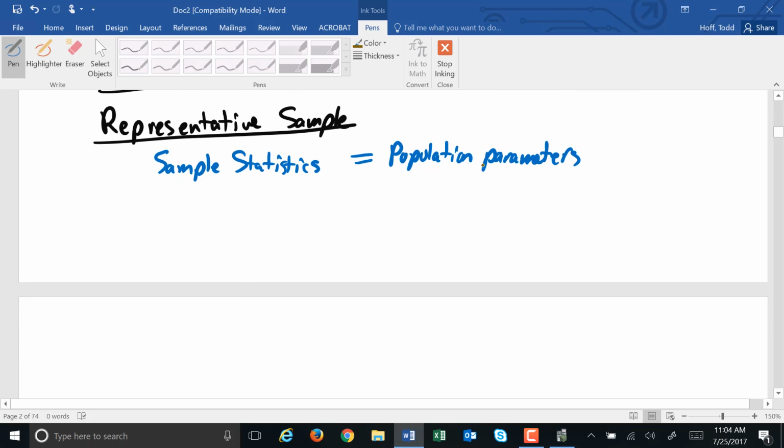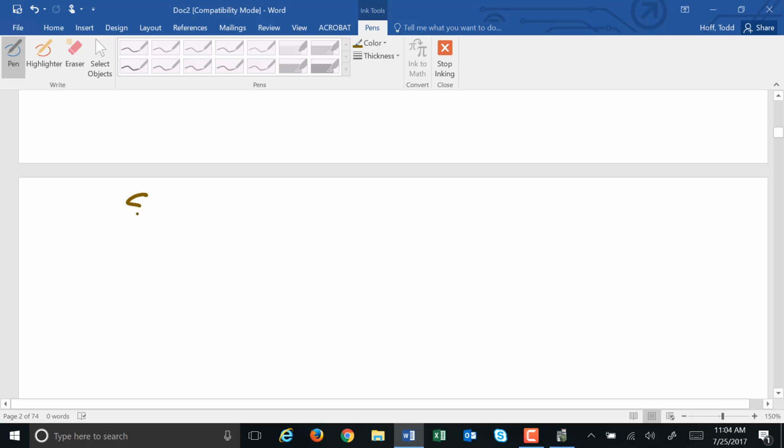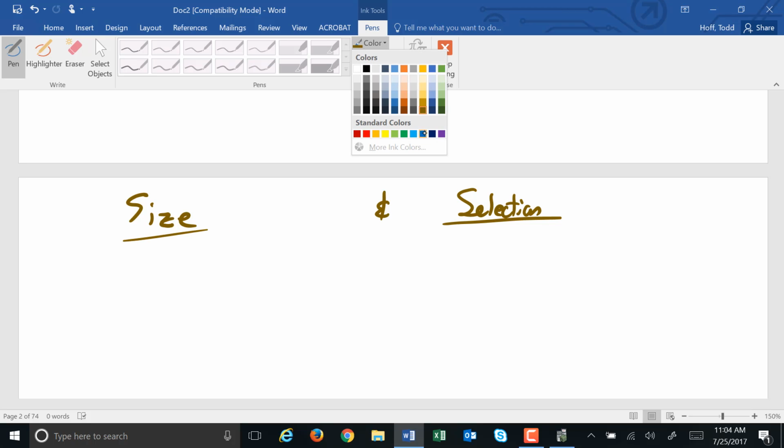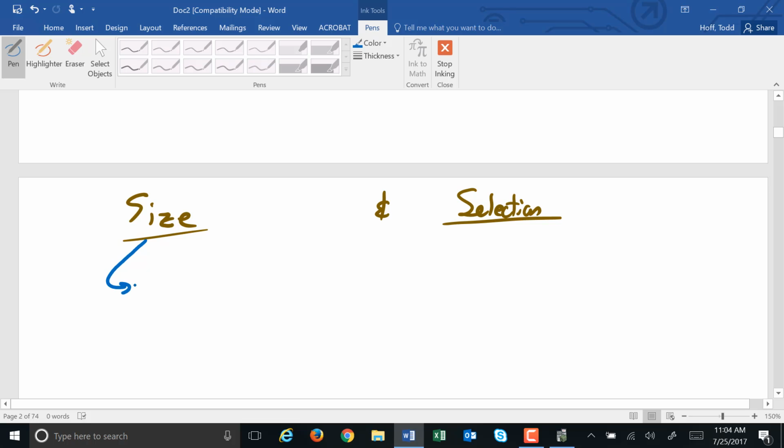So how do we get a representative sample? There are two factors, size and selection. Sample size is very tricky.